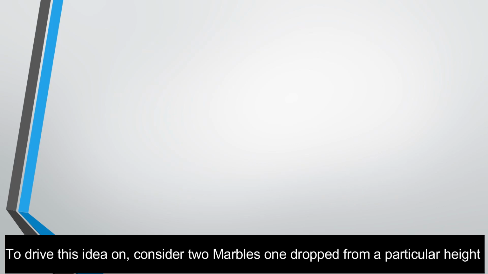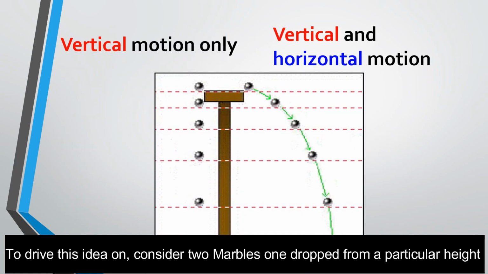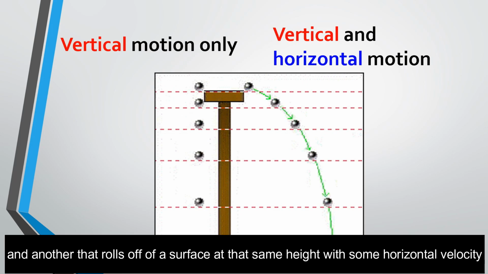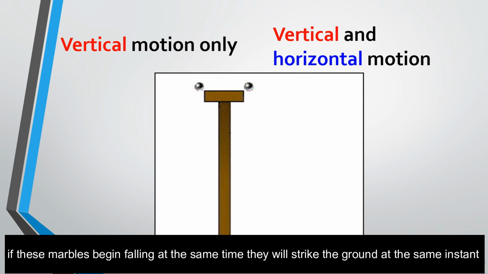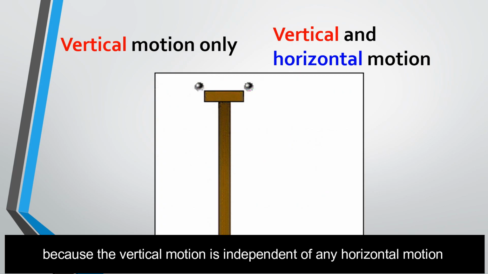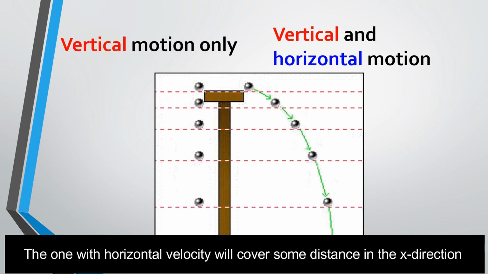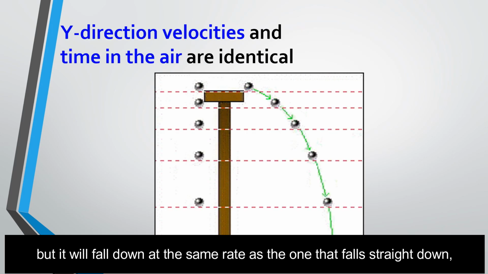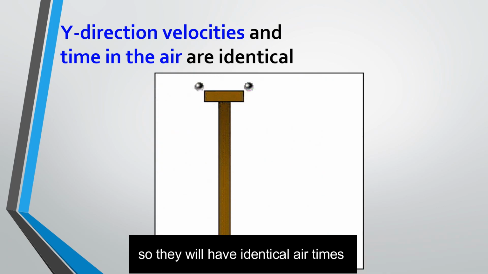To drive this idea home, consider two marbles, one dropped from a particular height and another that rolls off a surface of the same height with horizontal velocity. If the marbles begin falling at the same time, they will strike the ground at the same instant because vertical motion is independent of any horizontal motion. The one with horizontal velocity will cover some distance in the x direction, but it will fall at the same rate as the one that falls straight down, so they will have identical air time.